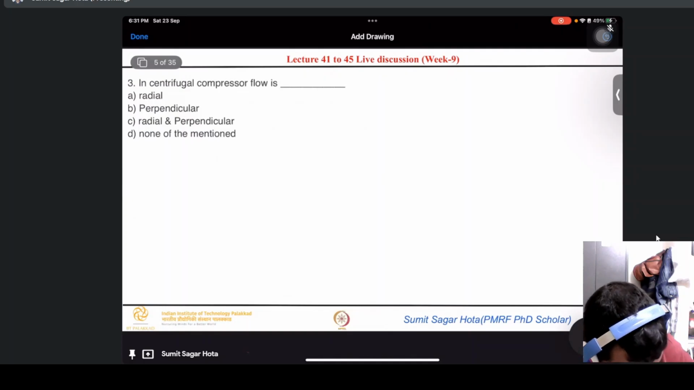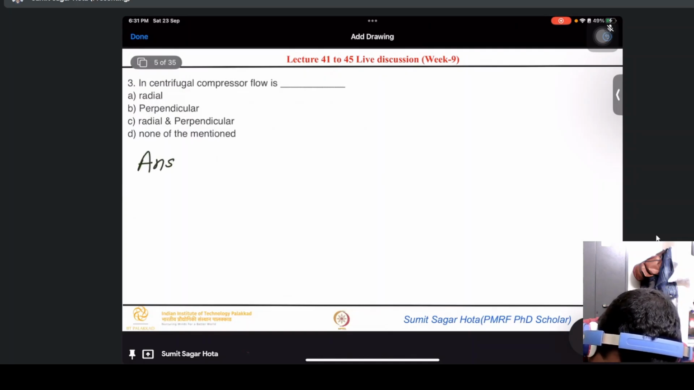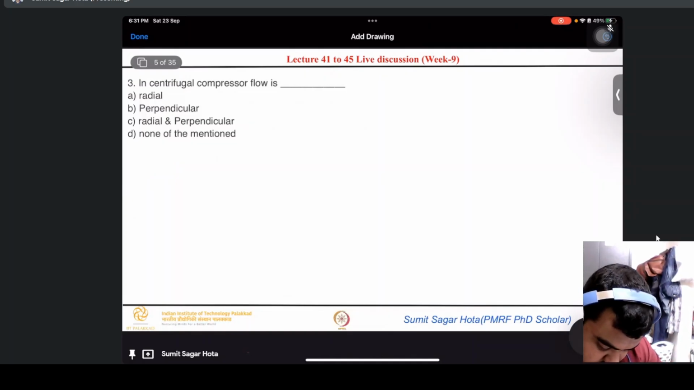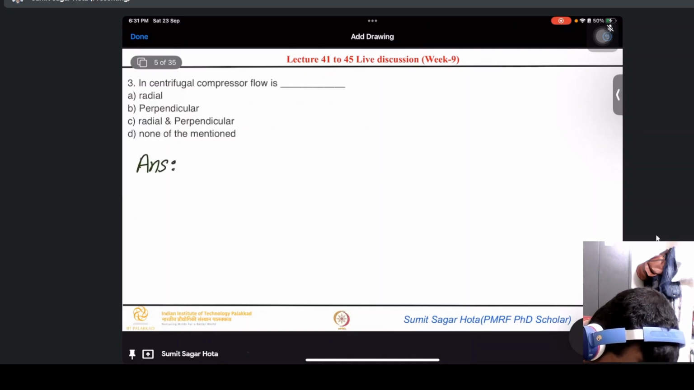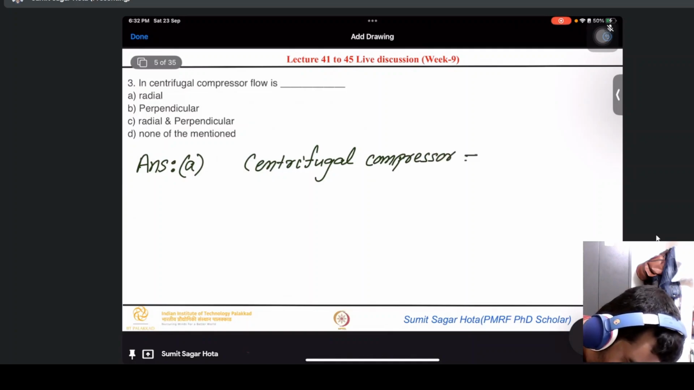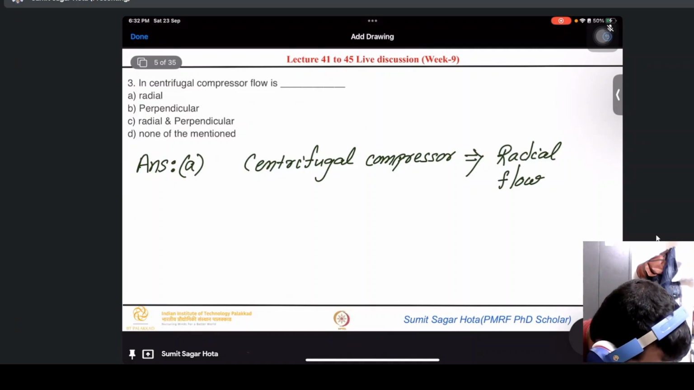In a centrifugal compressor, the flow is what? Obviously, for a centrifugal compressor the flow is always radial. Radial flow. Centrifugal compressor, radial flow.